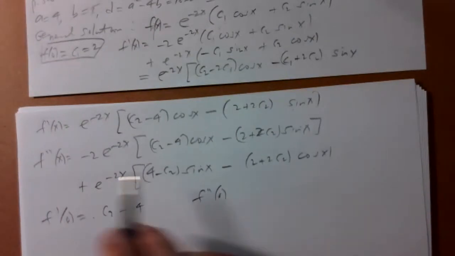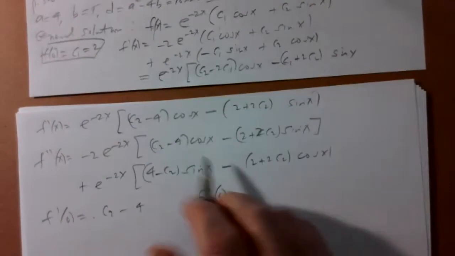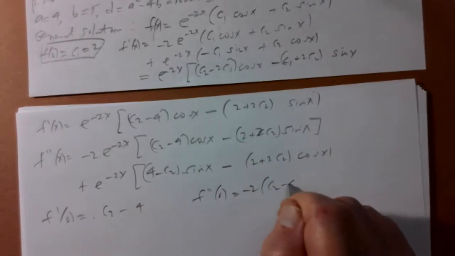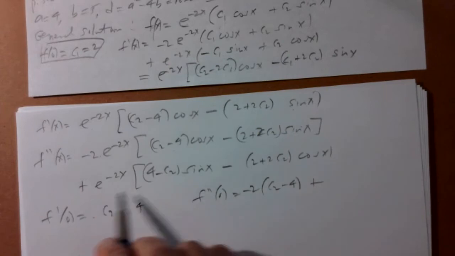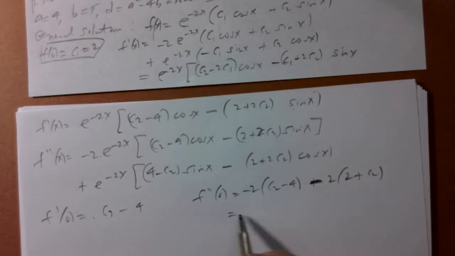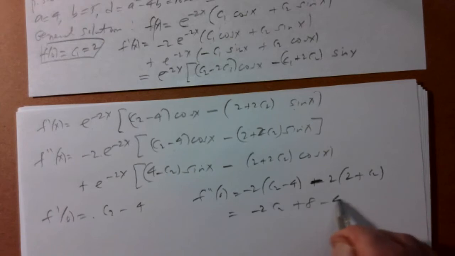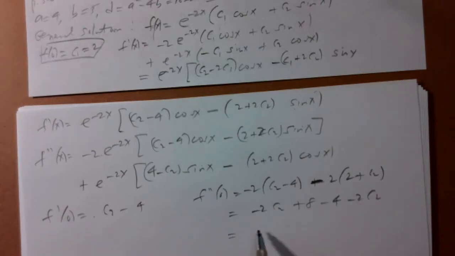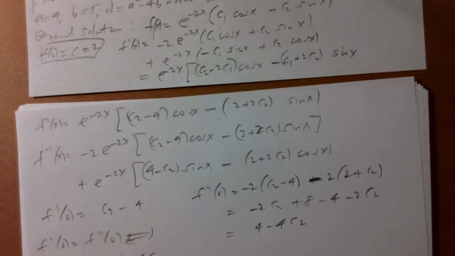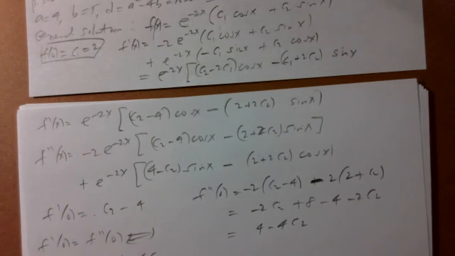And if I evaluate the second derivative at 0, I get minus 2 c2 minus 4. This is 0, plus 1 times this, plus another minus 2 plus c2. So minus 2c2 plus 8, minus 4 minus 2c2. This is 4 minus 4c2. So f prime of 0 equals f double prime of 0, means c2 minus 4 is 4 minus 4c2, which means 5c2 equals 8. So c2 equals 5/8.